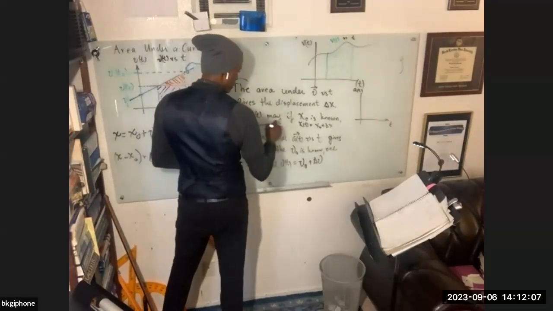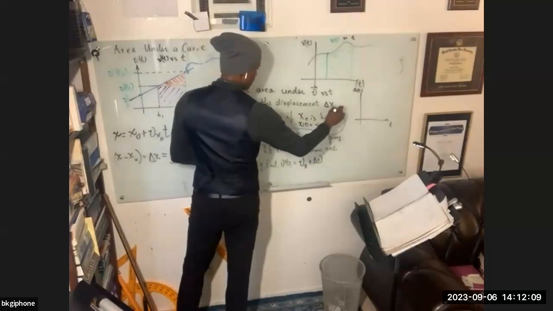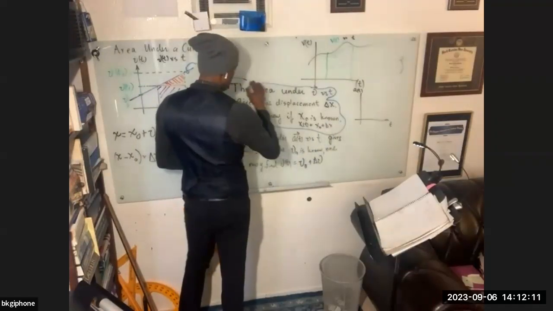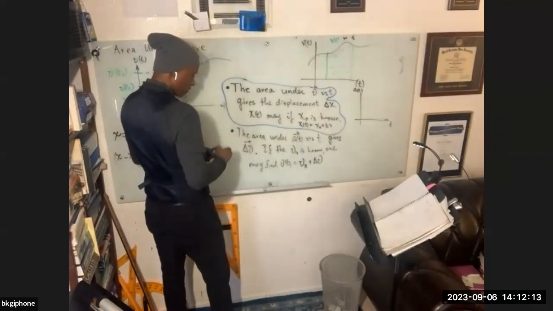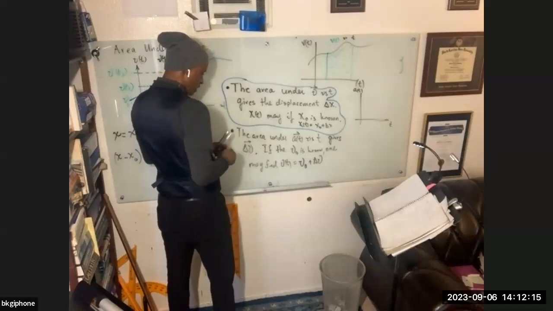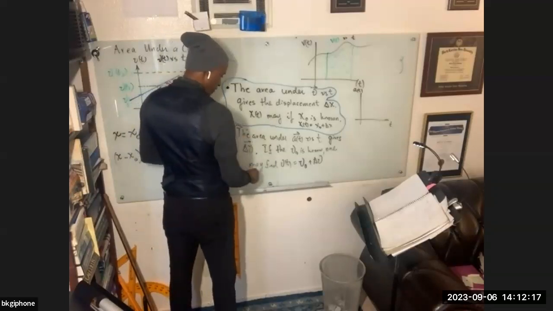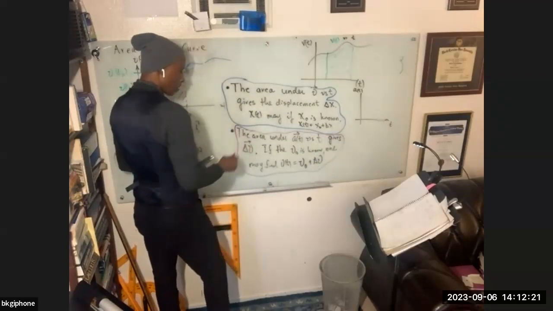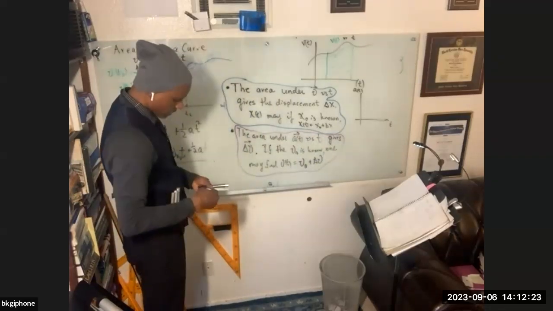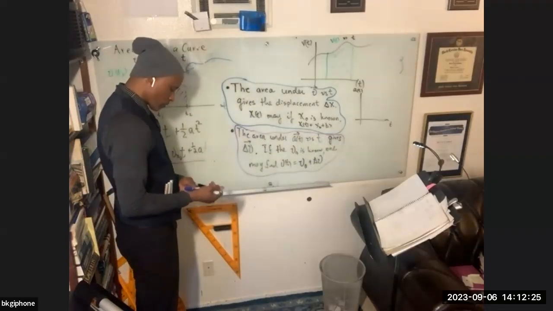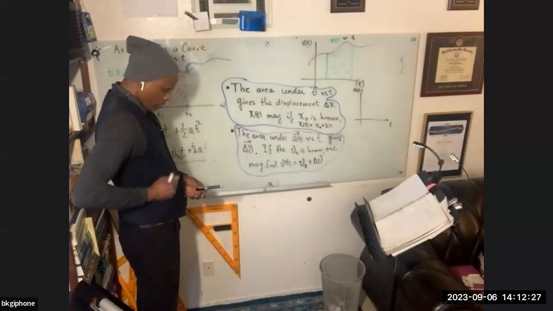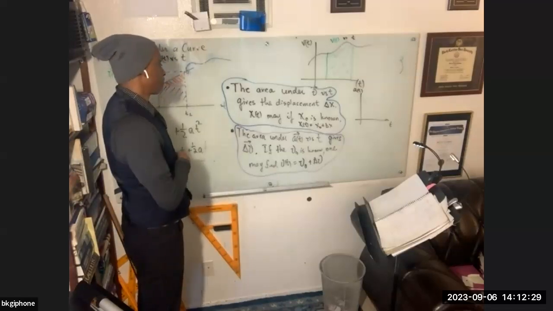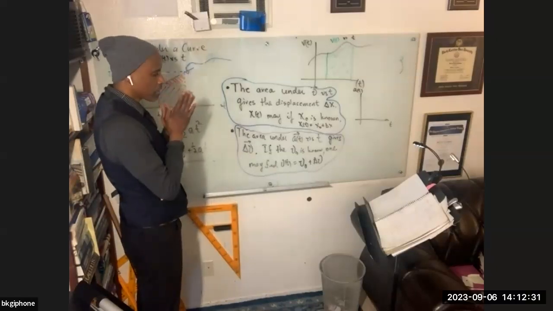So you could use that information to find those quantities, x naught, x of t or v of t, in that way, without having to manipulate equations of motion. All right, that's area under a curve.